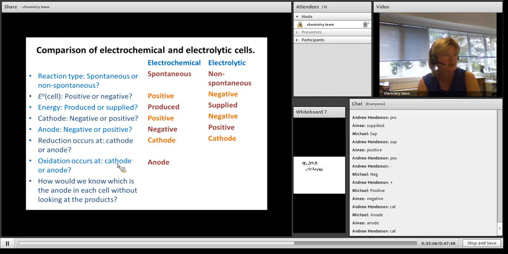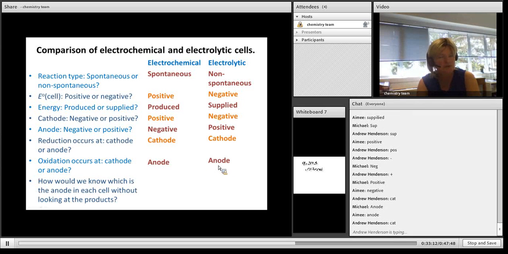So oxidation occurs at the cathode or anode? In both cases, it's going to be the anode. So these two are the times when it's the same, all the others are when they're different. Now notice Andrew's typing there. Okay, Andrew, you might have gone ahead with this.